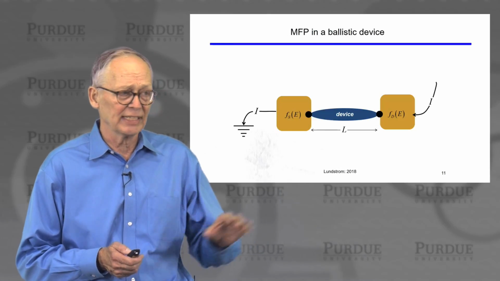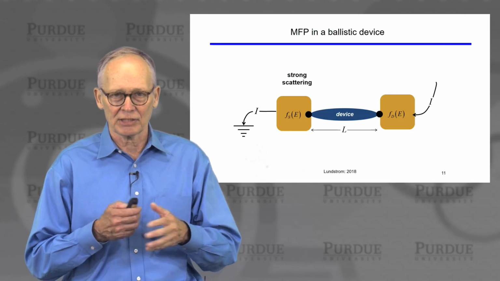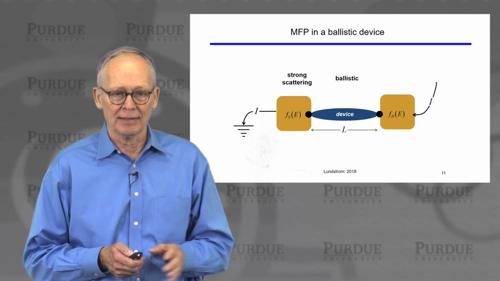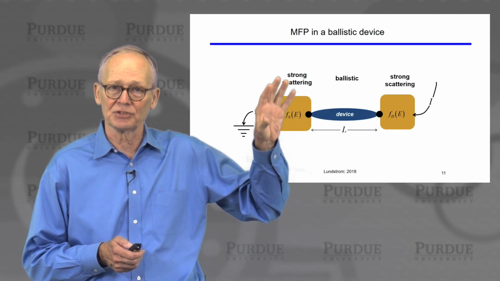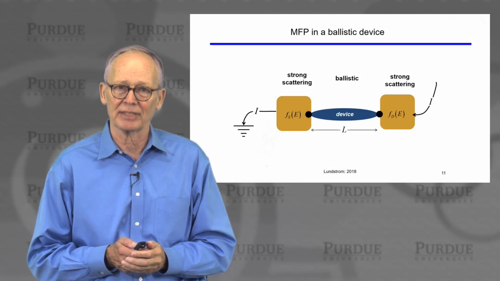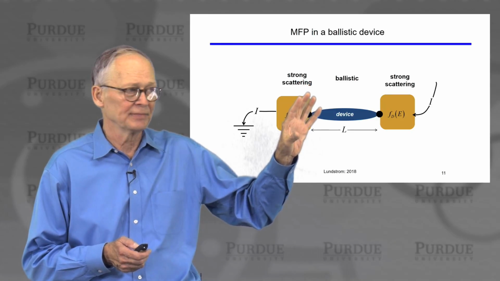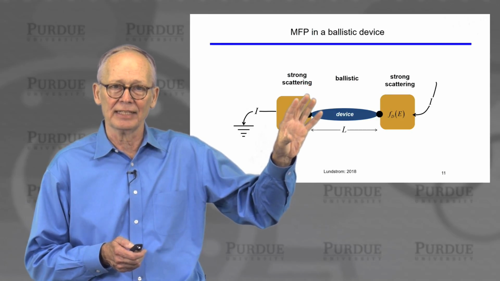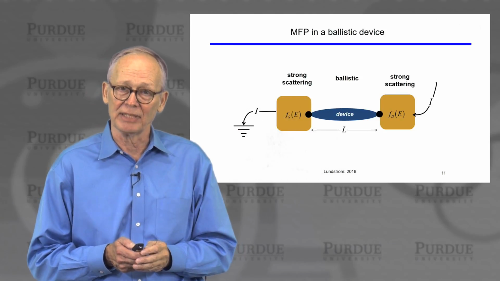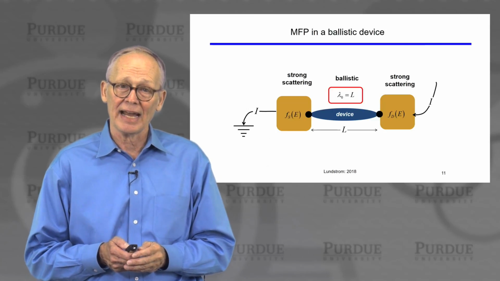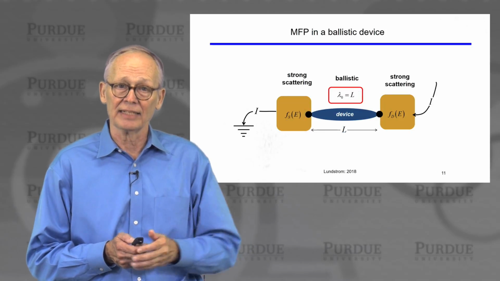If we look at our nano device, remember, contact 1 is a region of strong scattering. So the electrons scatter frequently. The channel is a region of no scattering. Contact 2 is another region of strong scattering that maintains thermodynamic equilibrium. So an electron that scatters frequently in the source then gets injected in the channel. It travels a length L, and then it scatters almost immediately when it enters the drain. So the average distance between scattering events in this nano device is the length of the channel.